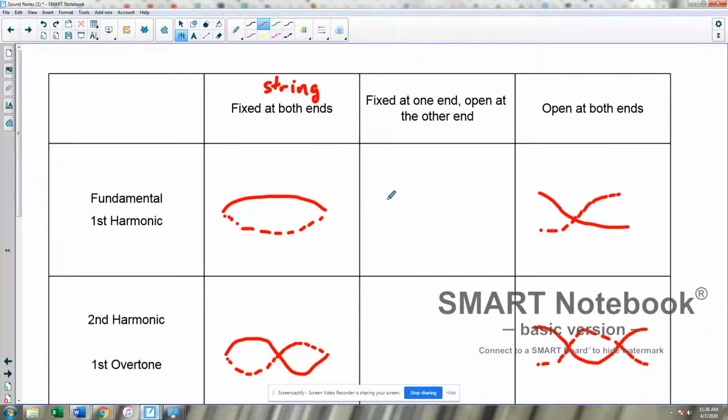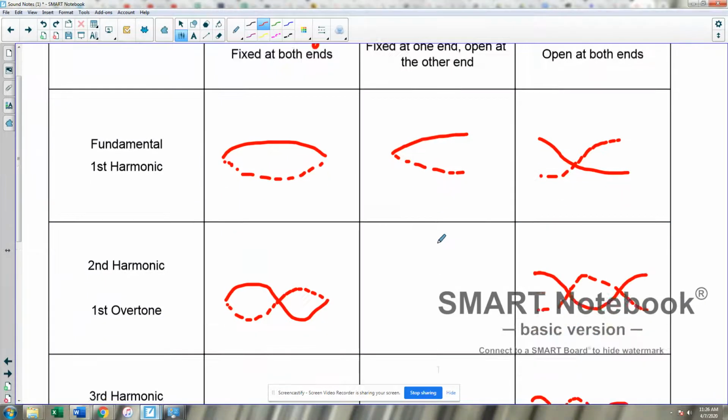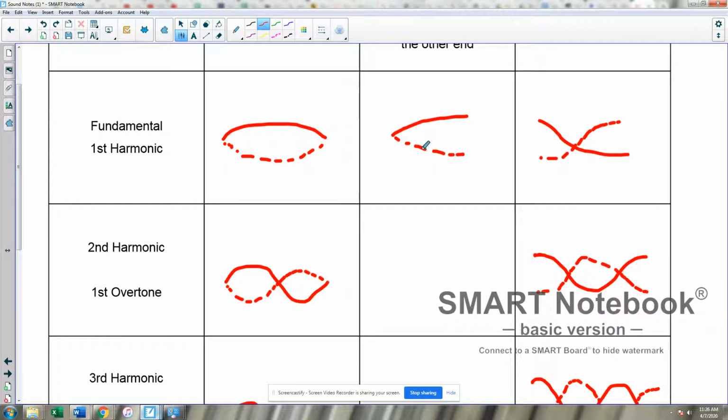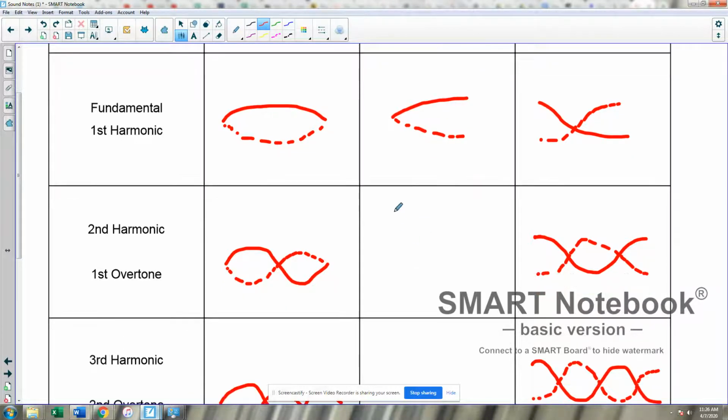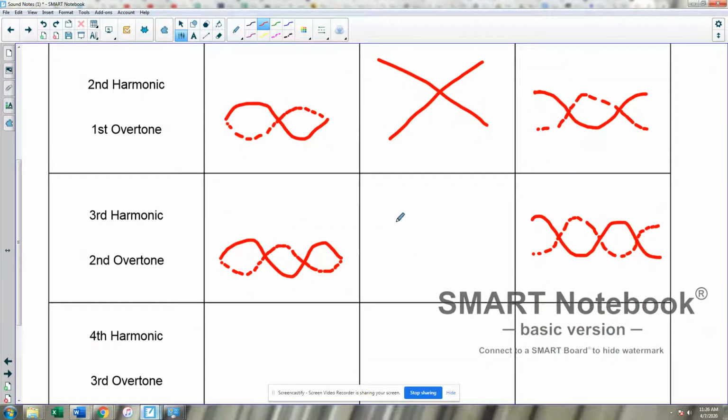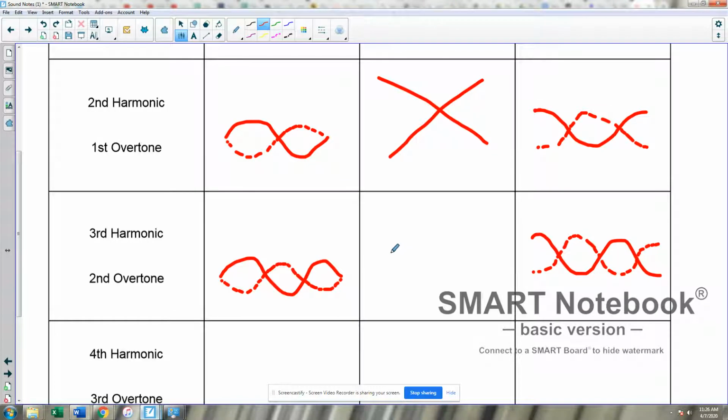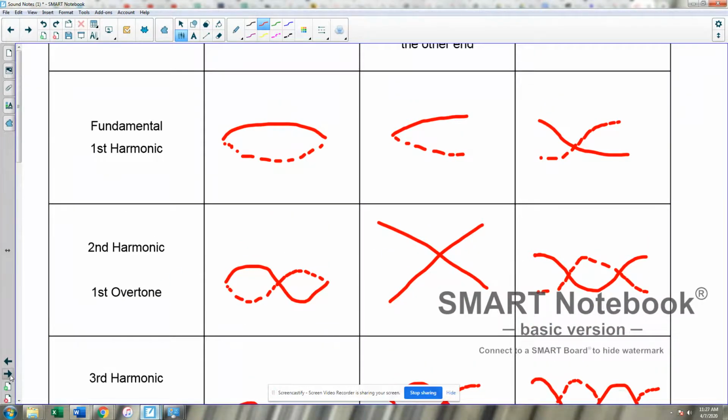The one that's closed at one end is going to be different. You always have a node at one end and an antinode at the other. So there's no way to make this twice as long without putting a node at both ends. So there is no second harmonic for that. We just have to go right to the third harmonic, the next odd one, and this would be 3/4 of a wave.